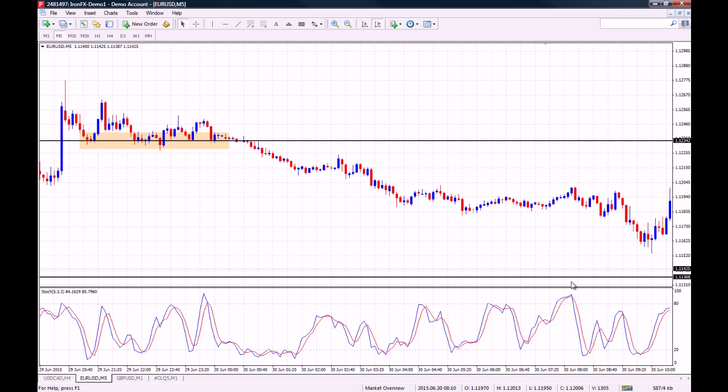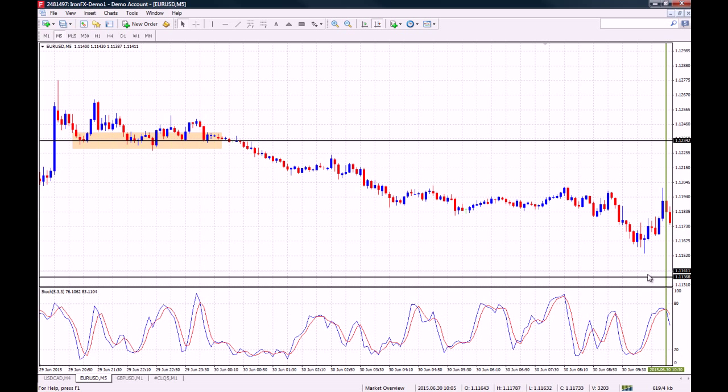Now the second thing we're going to use for our entries is a stochastic oscillator crossover as a trigger. Not only do we need price action to hit these areas, but we also need price to be extremely oversold. That means below the 20 level at an area of support, and extremely overbought, or above 80, at an area of resistance. So if we wait for price to hit this area of support, we need the stochastic oscillator to be below 20, and we need a bullish crossover on the stochastic.